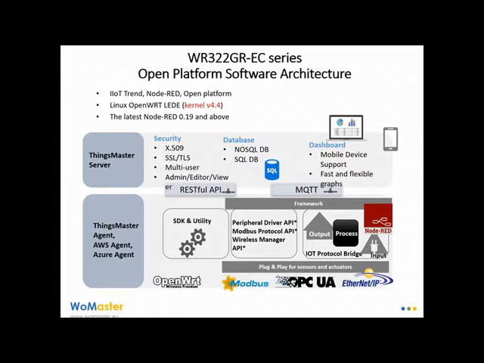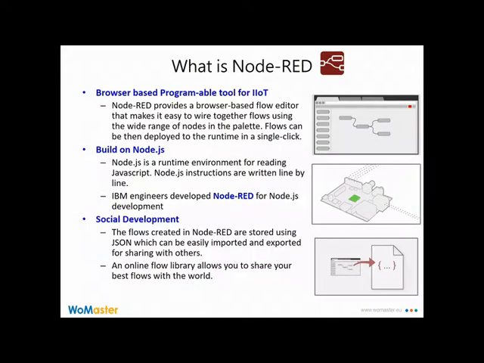And what's Node-RED? Node-RED is a programming tool for wiring together hardware devices, APIs, and online services in new ways. It provides a browser-based editor that makes it easy to wire together flows using a wide range of nodes, and you can deploy its runtime in a single click. It's built on Node.js, and Node.js is a runtime environment for running JavaScript.